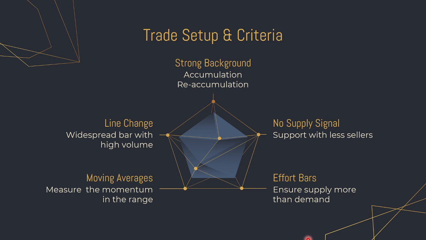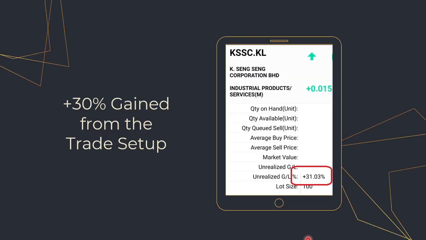We want to see there is an increasing volume on the up bar. So if you look into KSSC, you can spot a few up bars with high volume or increasing volume in the charts there. So this is just a snapshot on how I execute this trade.